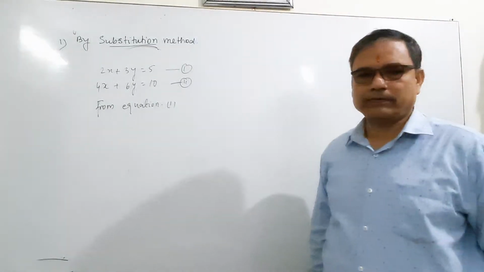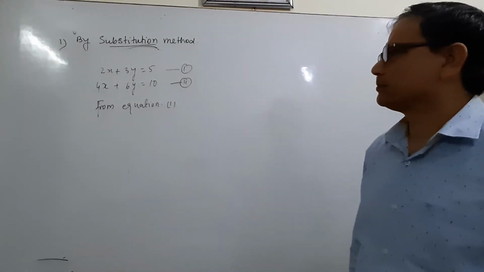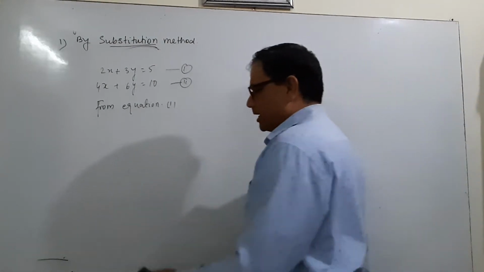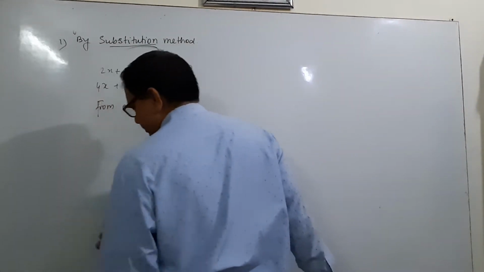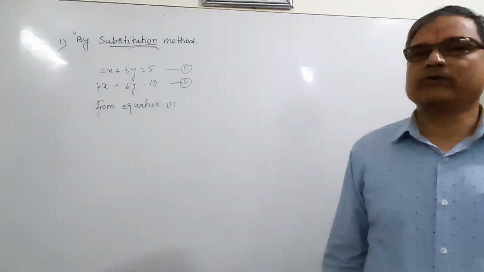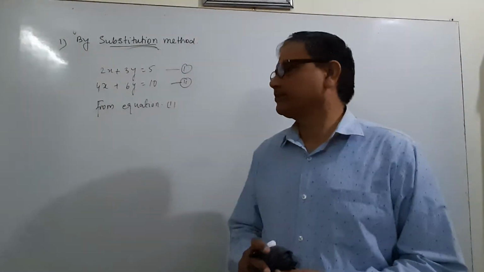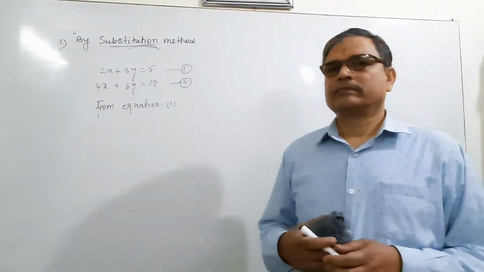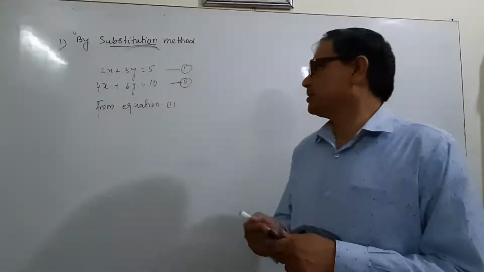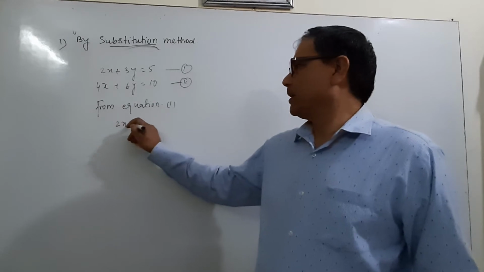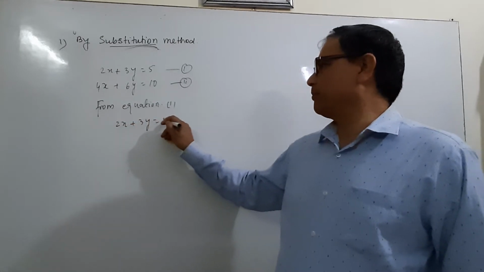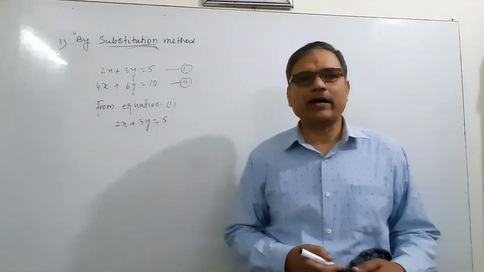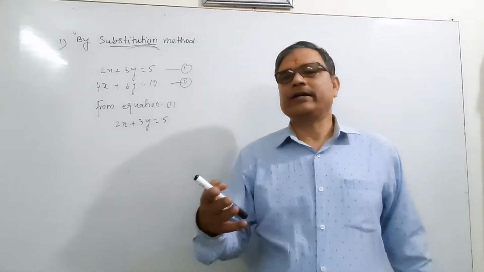You do it yourself. I am giving you some time; some steps you have to do yourself. With the first equation, 2x plus 3y is equal to 5, find the value of y from here, meaning express y in terms of x.